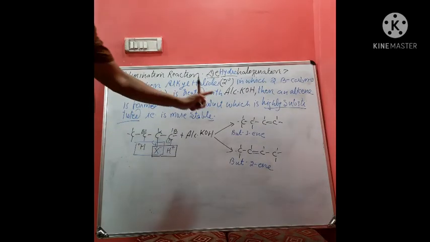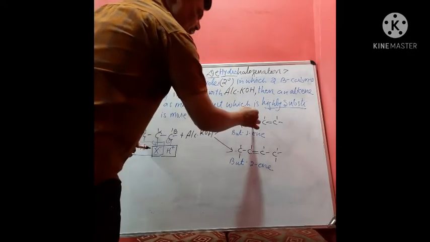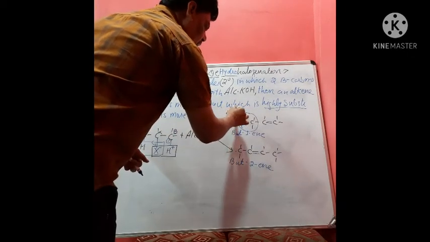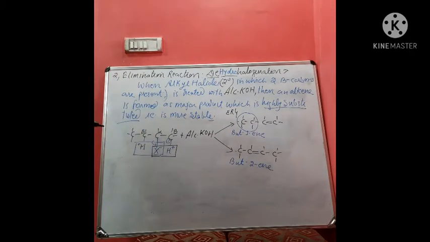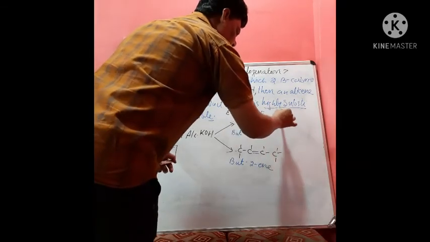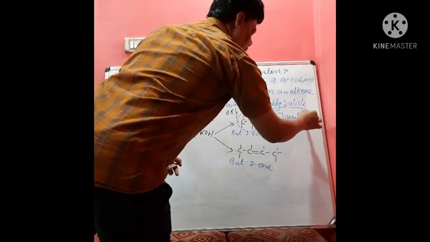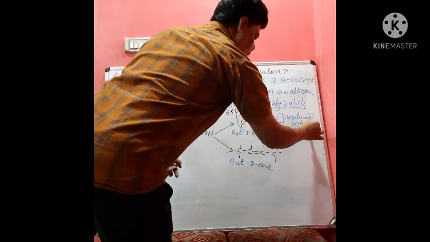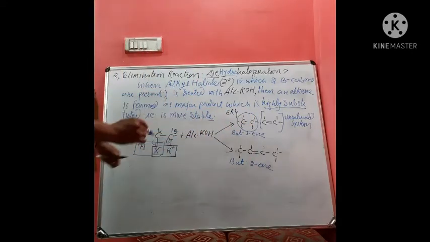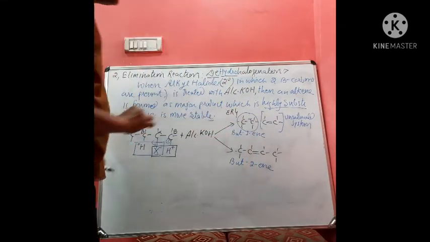Isn't it? Student, in 11th class, I explained one thing. If there is an alkyl group, this alkyl group is considered as an electron releasing group. And this is known as an unsaturated system. The carbon atom directly attached to the unsaturated system, this carbon atom is known as alpha carbon.